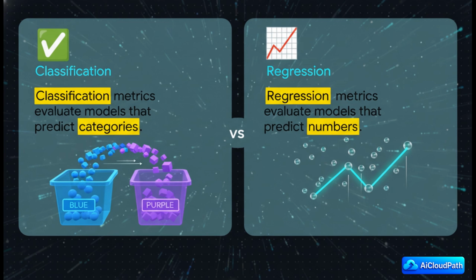If it's predicting a category, like spam or not spam, then you're using classification metrics. If it's predicting a number, like the price of a house, you're using regression metrics. You have to use the right tool for the job.